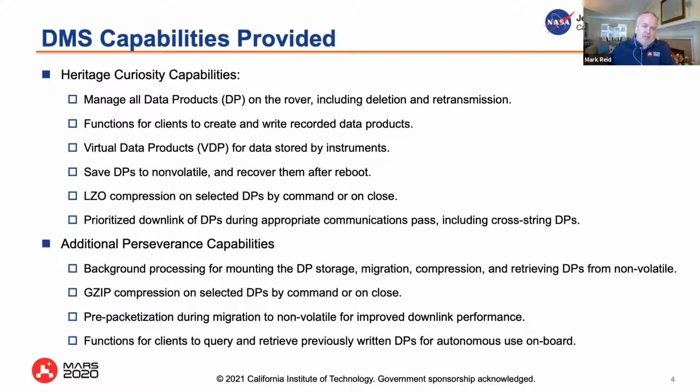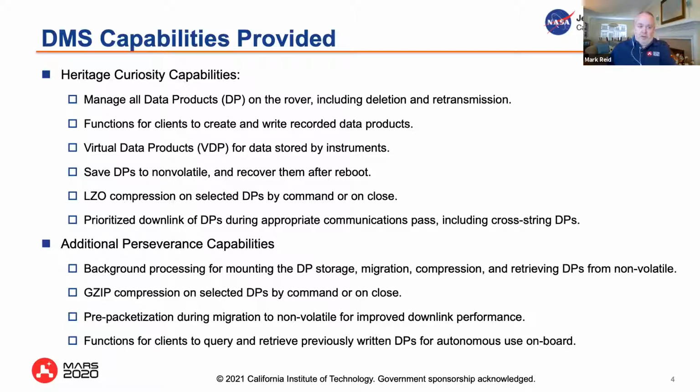It also provides, as a heritage, DMS also provides the functions for all the clients on board for creating and writing their data products. So you can think of this as a service layer where you're providing a service to the various clients to do things such as open products, write DPOs, which are data product objects or portions of products, and then close those data products for migration. So that's sort of the simple client interface. It's the APIs for those types of services.